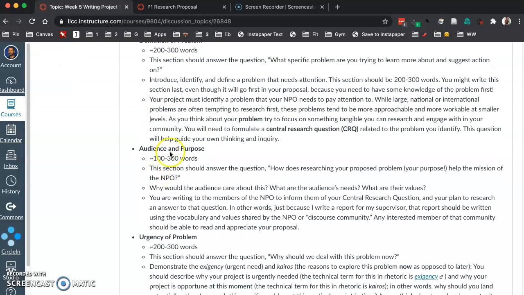So, audience and purpose. This section is a little confusing because you might think, okay, I'm writing to my particular nonprofit organization. They're my audience. Why am I describing my audience to my audience? Well, here's the issue. Imagine someone's offering you help, and you ask, do you understand what I need? And they can't explain what you need or what your values are. Then how could they help you? It's very unlikely they'd be able to help you in a meaningful way.